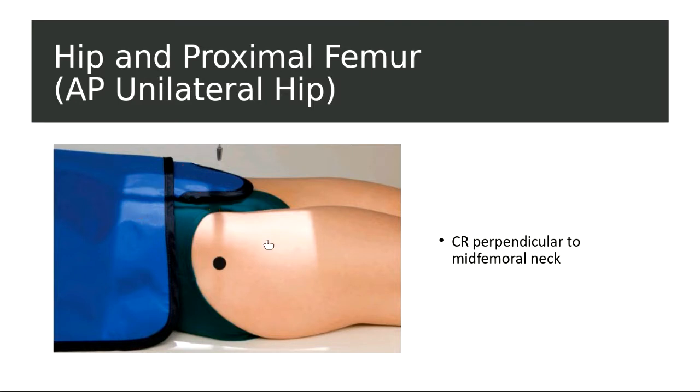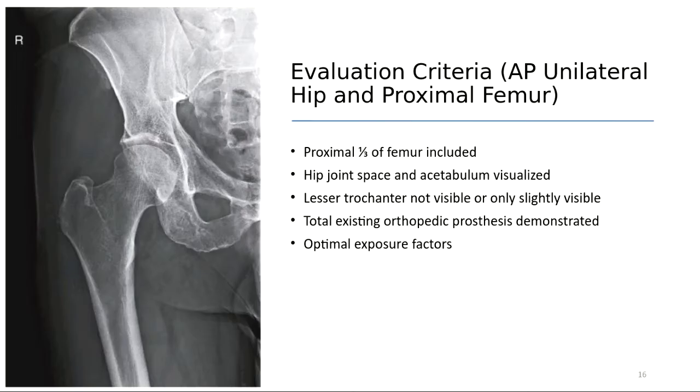Okay, so you can see the central ray. Now, I'll be honest, when we do this, we typically do not have that kind of shielding on there, because you're probably going to obscure something. So usually we just don't have a shield. You just collimate, 10 by 12 lengthwise would be acceptable, and you center at the mid-femoral neck, perpendicular. And when we look at the image, you need the proximal third of the femur, so you want to make sure you have overlap.